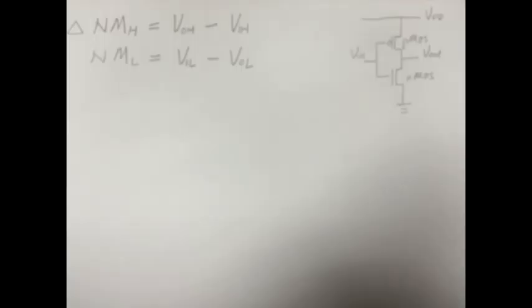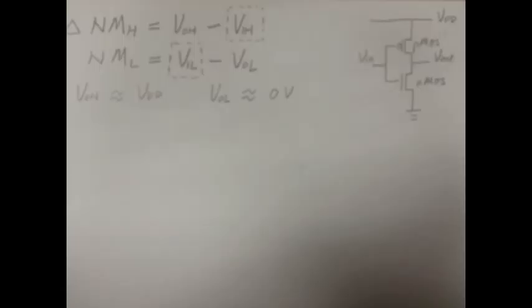So let's start to calculate the noise margin. Here you can see the formula for noise margin, both high and low. And usually the VOH will be the VDD, the highest voltage, and the VOL will just be 0 volt, the ground voltage. And so the real values we need to calculate in order to derive the noise margin are the VIH and VIL.